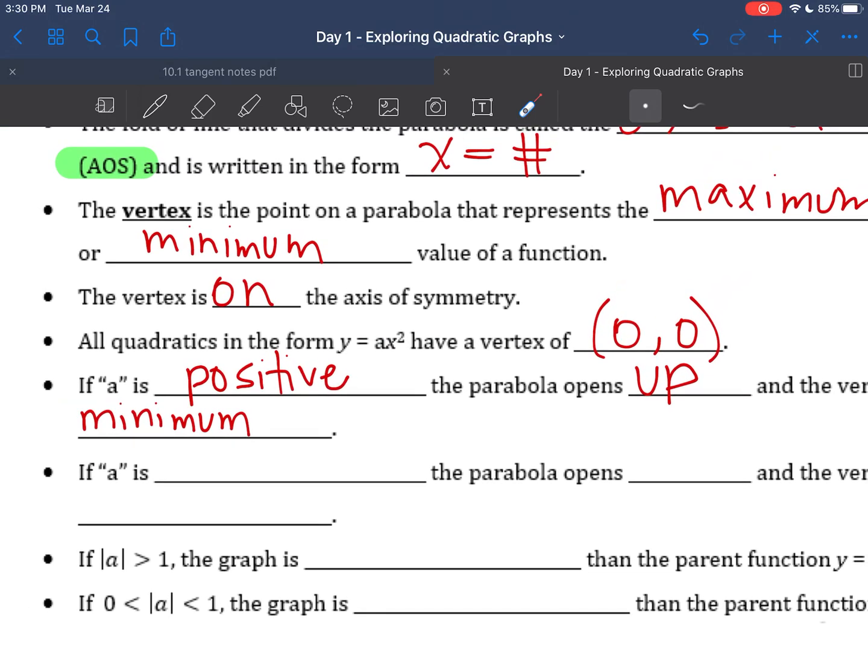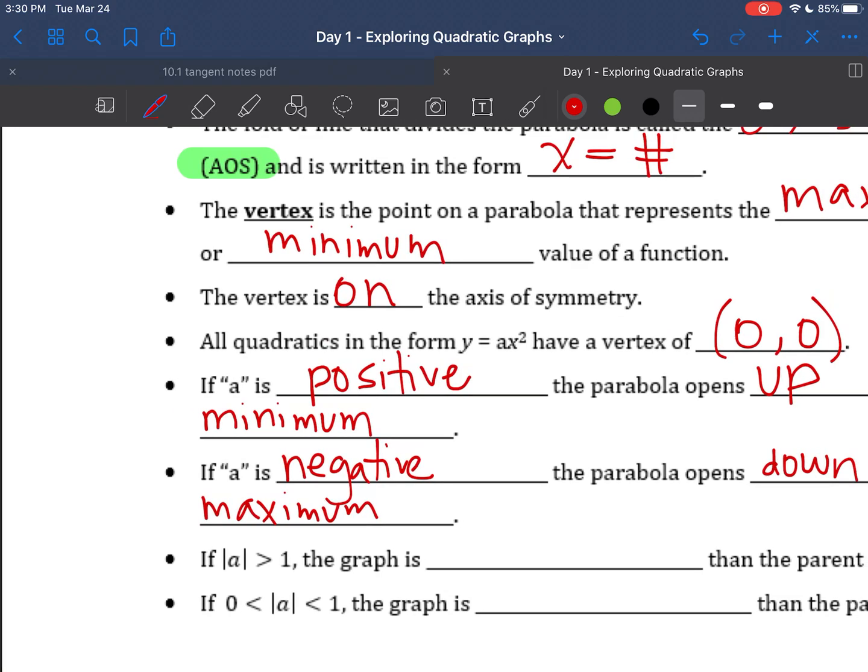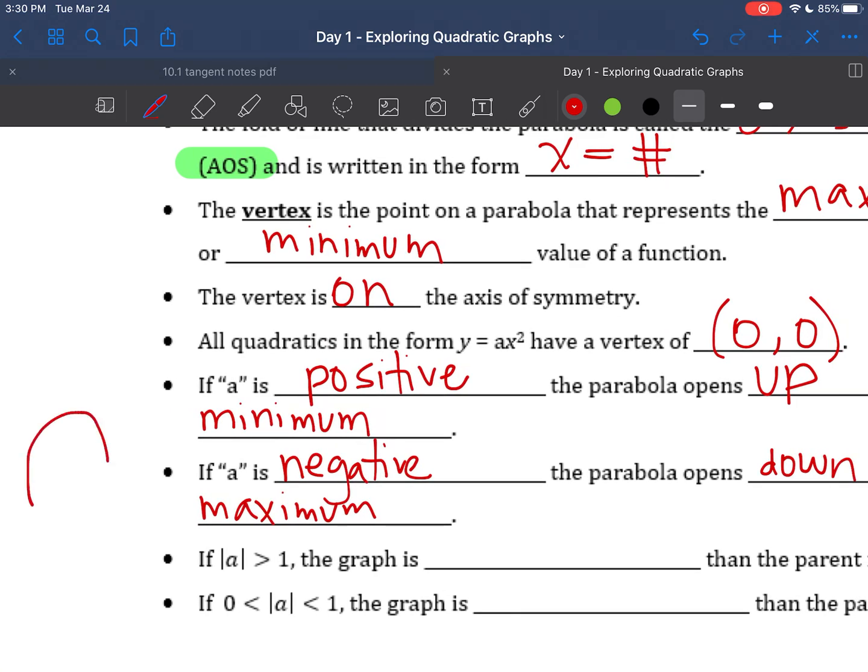Okay. If A is negative, if that number is negative, then it's all opposite. The parabola opens down, and the vertex is the maximum. Okay, so if you think about if a parabola is opening down like this, think about your vertex is going to be right here at the top, which is the maximum point of the parabola.